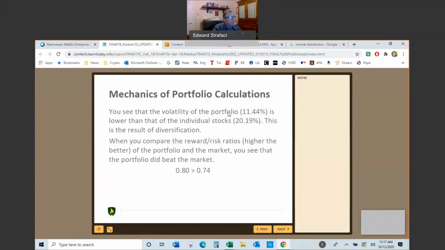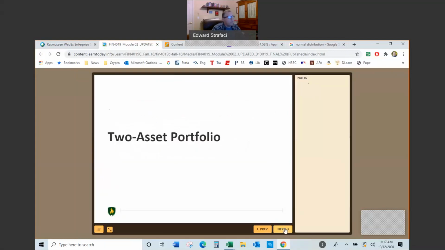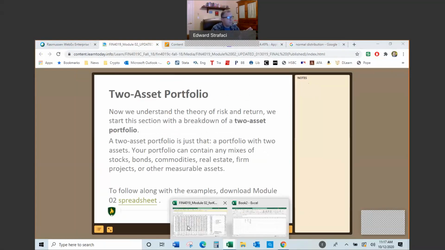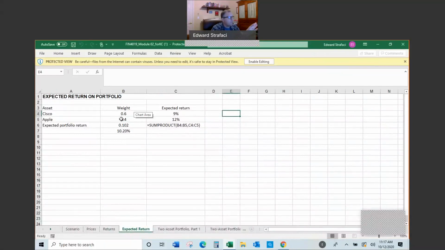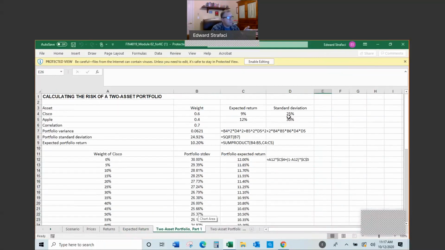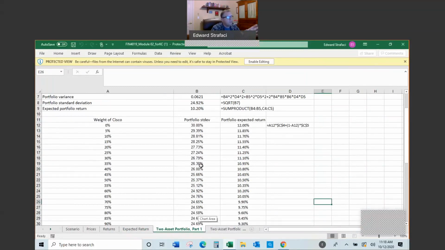So you see that the volatility of a portfolio, 11.44%, is lower than the individual stock's volatility. And why is that? Why is it that the volatility of a portfolio is lower than the sum? Because it's not additive. Well, it's called the magic of covariance. It's the magic of covariance. So there's your expected return of two stocks, Cisco and Apple, which would have a much higher variance. Those standard deviations are much higher. But notice when I blend these stocks together, the standard deviation is lower.